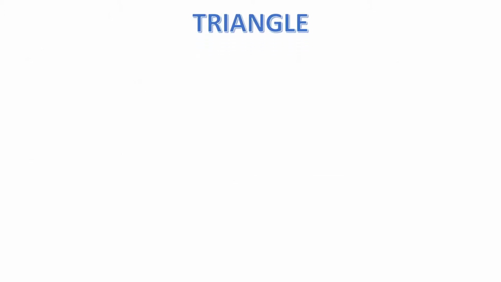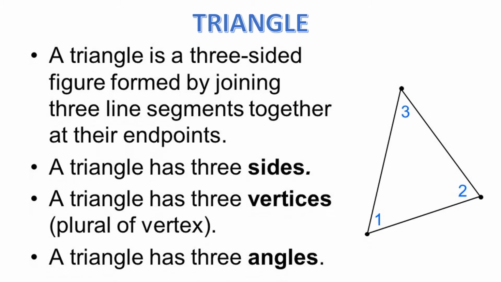Now let's learn about the triangle. A triangle is a three-sided polygon. Yes, it is the polygon with the least number of sides. While we learned the basic geometrical ideas chapter, we learned about the triangle. A triangle has three sides, three vertices, and three angles.